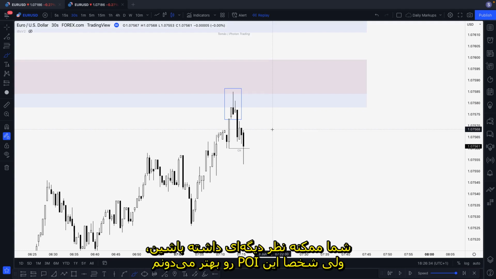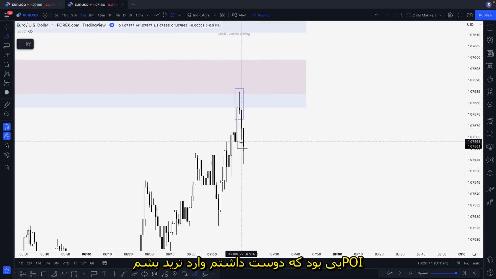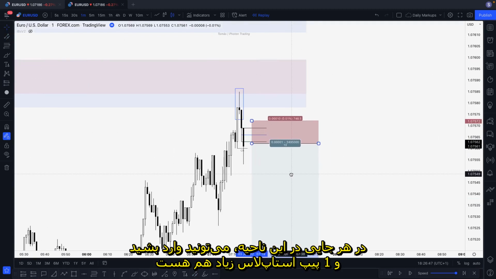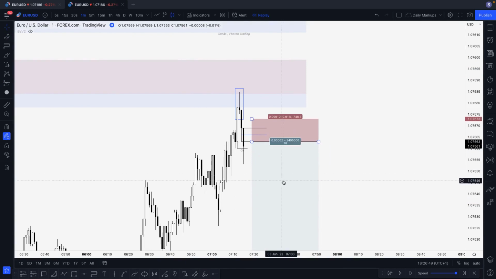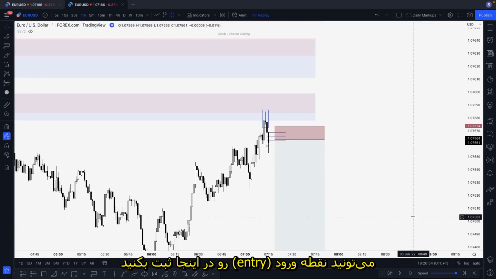If you have a different opinion, yeah, it's up to you, but for me that was the clean POI, and that was where I was interested to get involved. So you can get involved anywhere inside here. A 1 pip stop loss is more than enough, so you can just put your entry right here.